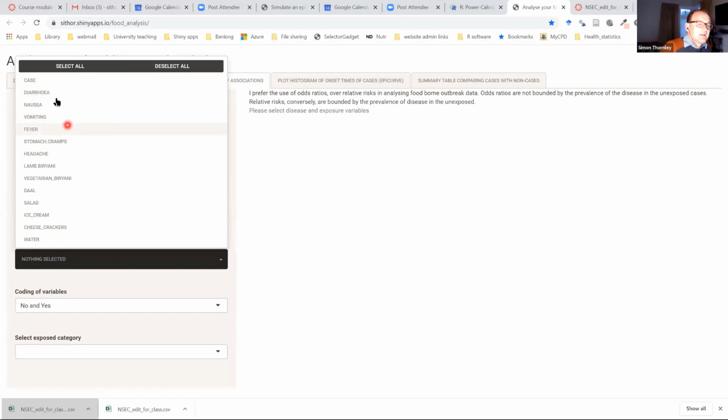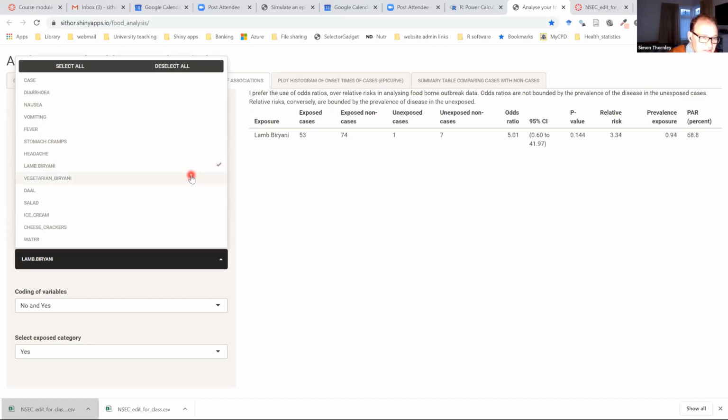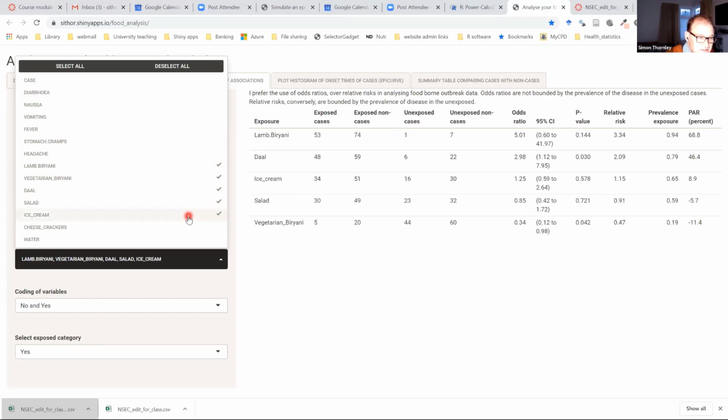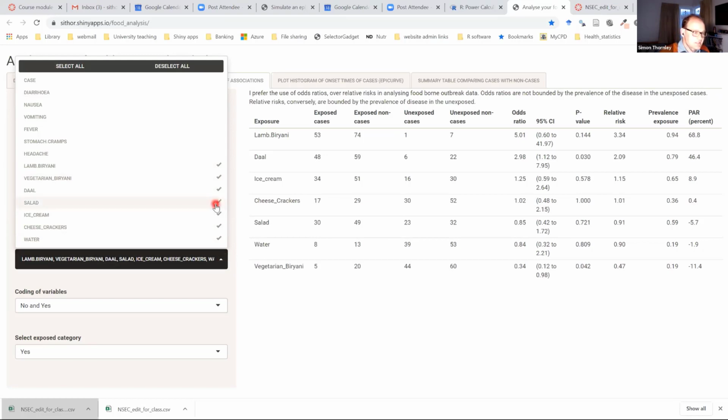Now, these symptoms are not relevant, but lamb biryani is quite relevant. Vegetarian biryani is relevant. Dal's relevant. Salad's relevant. Ice cream, cheese and crackers and water. So you just tick the boxes there and bingo, we're away.